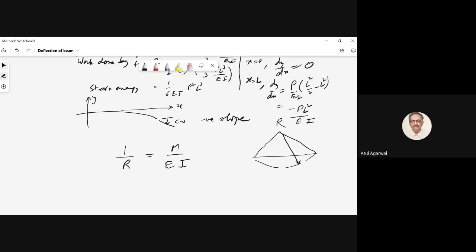Do you understand what is radius of curvature? Anybody? Anyone would like to tell me about radius of curvature? You have a straight line. What is the radius of curvature? Infinite. Center of curvature at infinity, then it will look like a straight line.